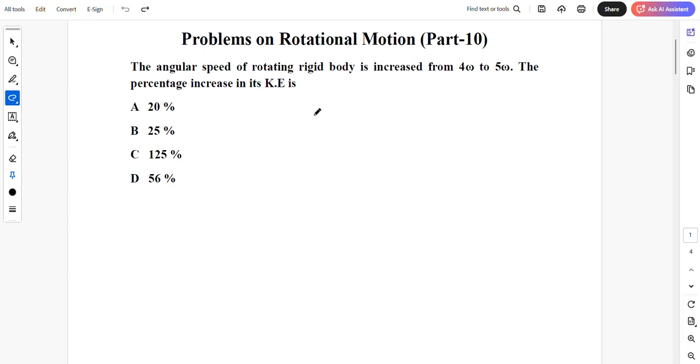Today we'll be seeing some important problems on the chapter rotational motion. This is part 10 of the video. Kindly see the previous parts also so that you can understand the problems on rotational motion. This is the first problem of part 10 video.